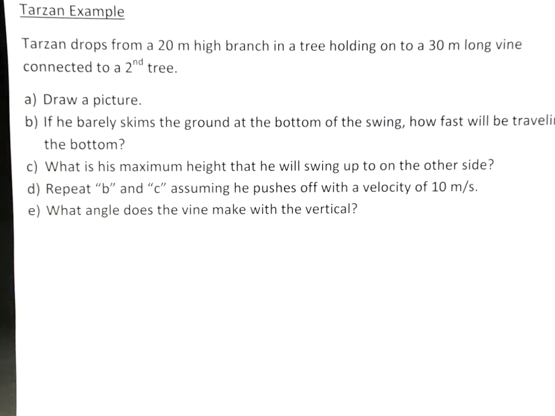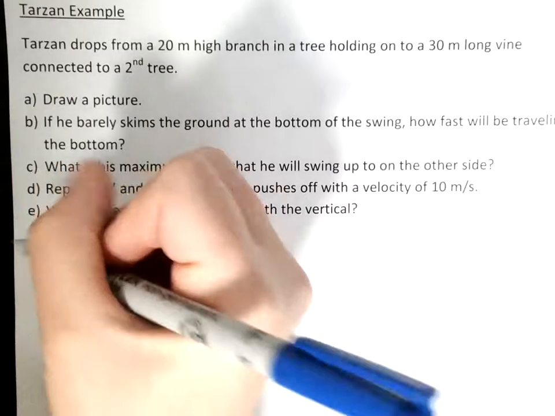Okay, so we're going to do a little bit more complex example of conservation of energy. So our problem is going to be this. Tarzan drops from a 20-meter high branch in a tree holding onto a 30-meter long vine, which is connected to a second tree. So our first step is going to be to draw a picture. Let's go ahead and do that first.